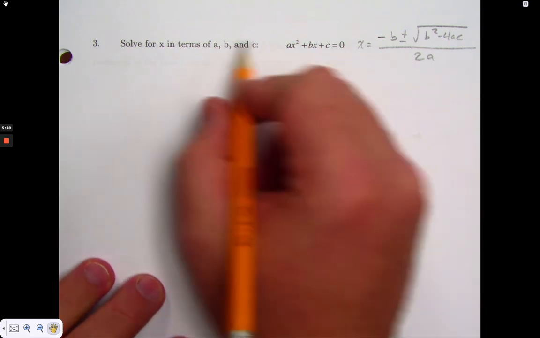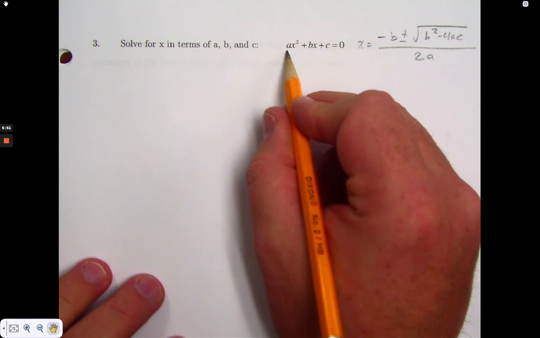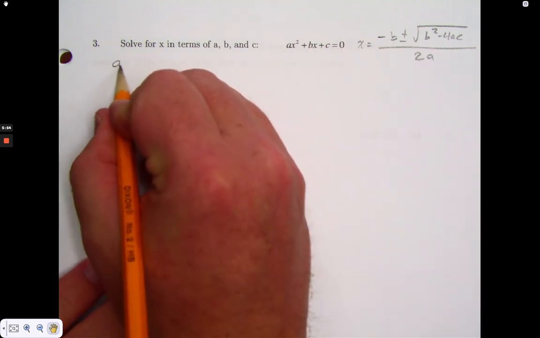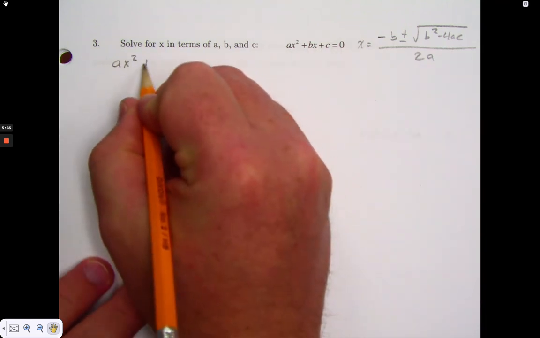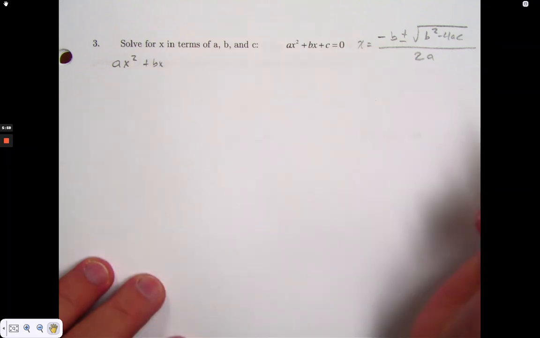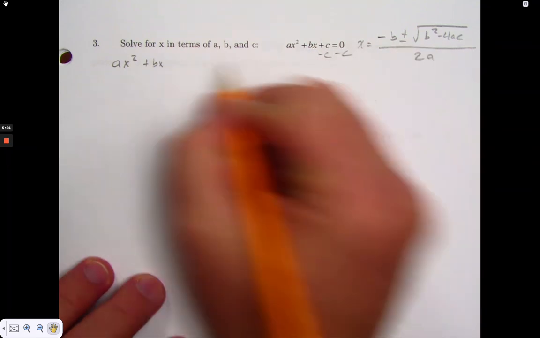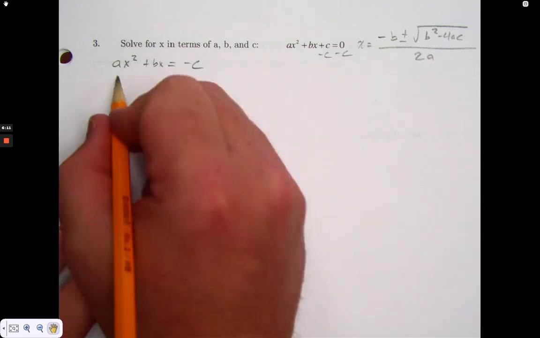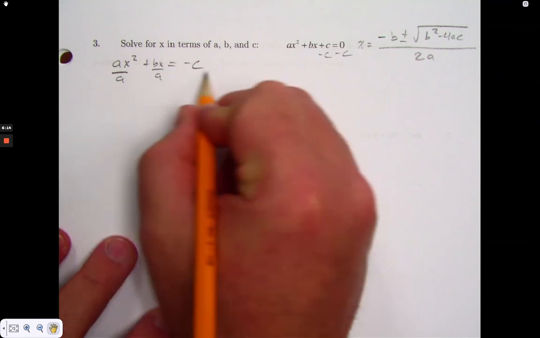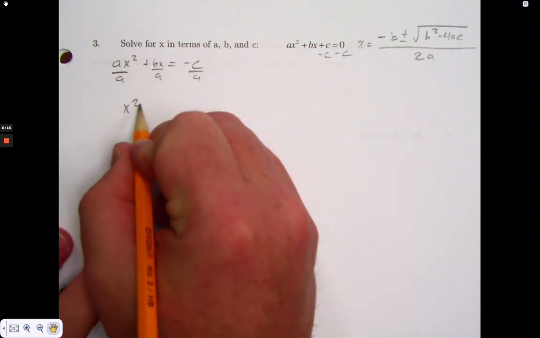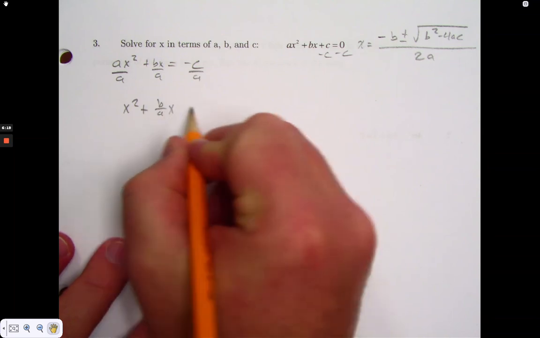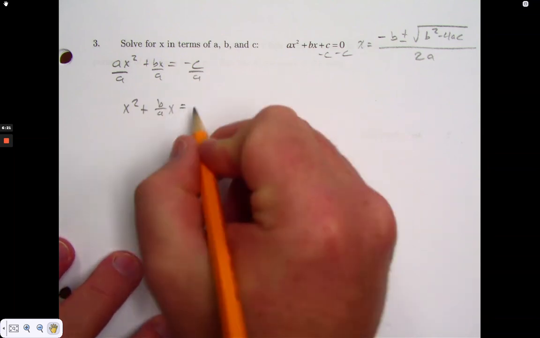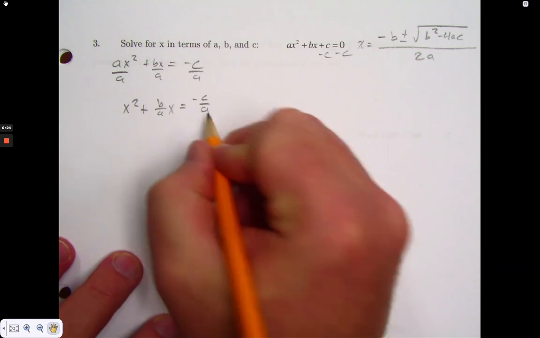So as we work our way through, we go through our steps. Our first step is divide everything by a. So if I take my ax squared plus bx, oh, sorry, we got to subtract c first. I always just do that step. I forget that it's written out as step 1. Okay, so step 1 was subtract the constant from both sides. Step 2 is to divide everything by a. So now we have x squared plus b over a x equals negative c over a.